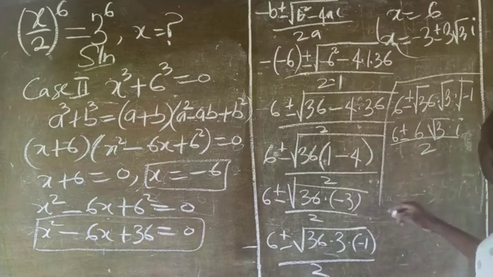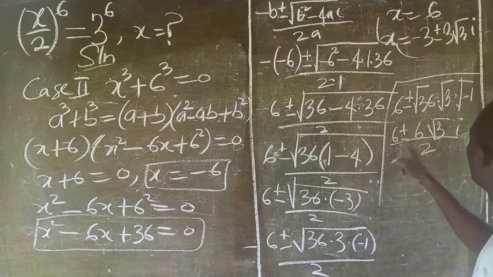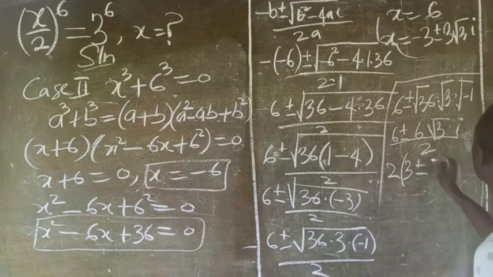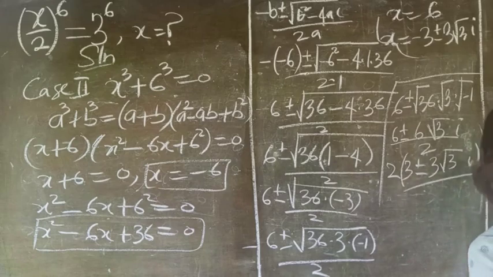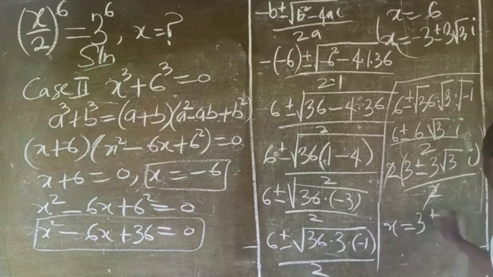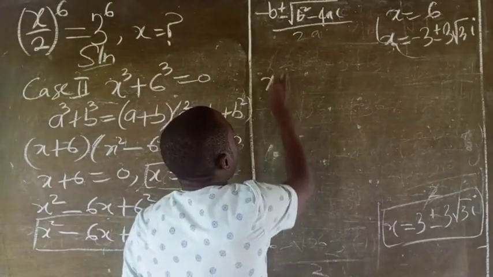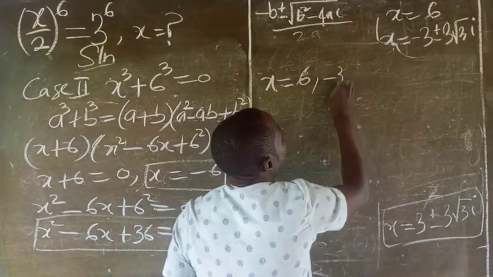And I'm going to factor out 2 because we intend to do away with this 2, the denominator. If we divide this by 2, we have 3. So we bring out 2. What is left? We have 3 plus or minus 3 root 3 i all over 2. And successfully this can be done. So our s is equal to 3 plus or minus 3 root 3 i.